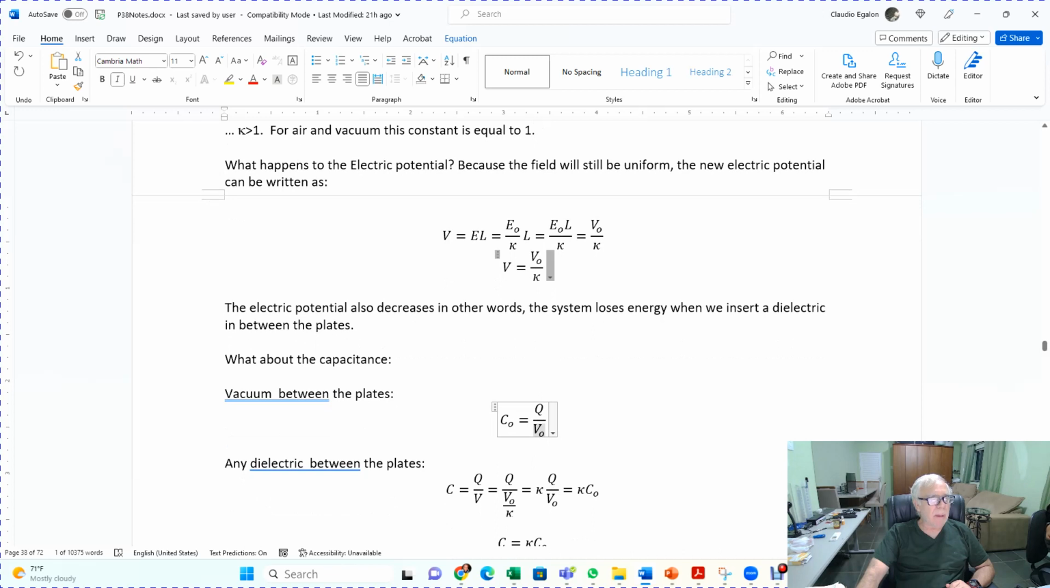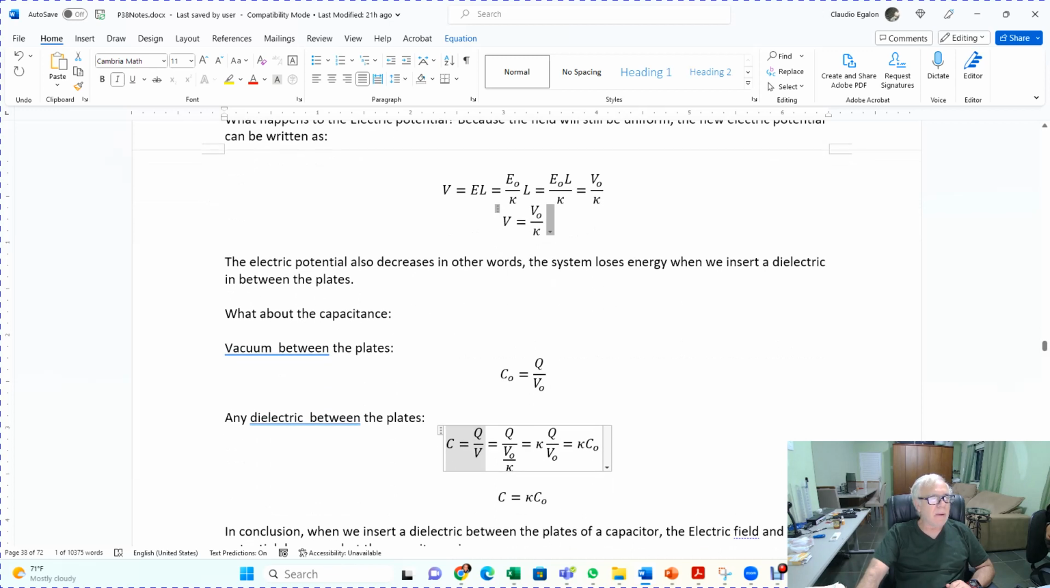What about the new capacitance? The new capacitance is going to be Q over V. The new V is going to be V naught over kappa. And we find out that the new capacitance increases. Q over V naught is the capacitance with the air or vacuum in between the plates. Here you go. Kappa, remember, is greater than 1.